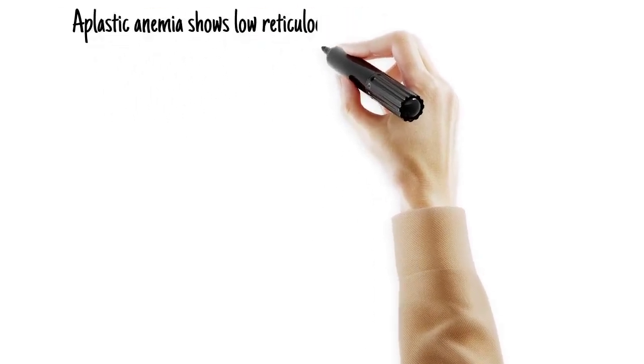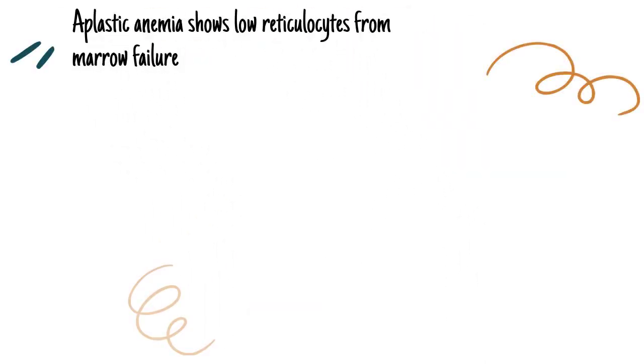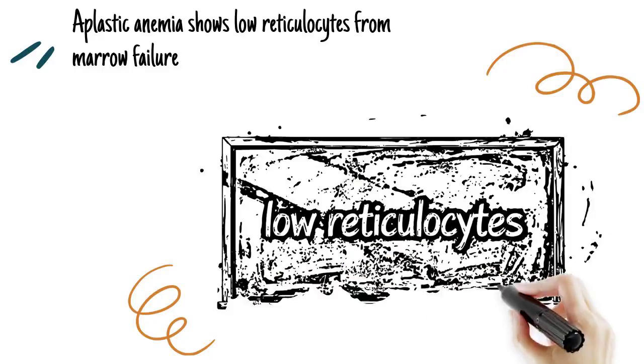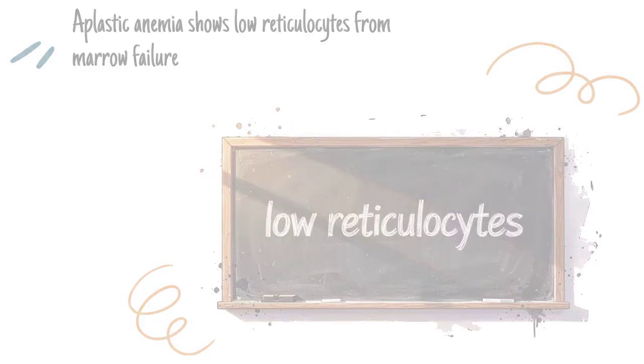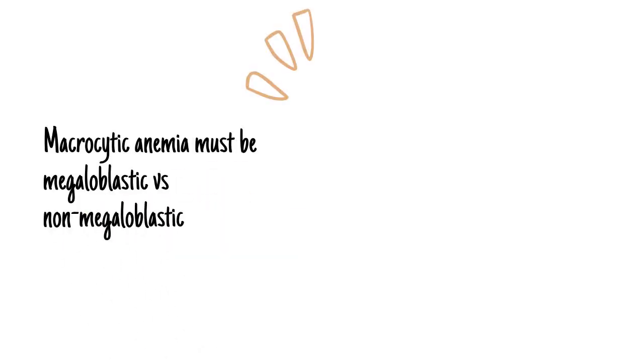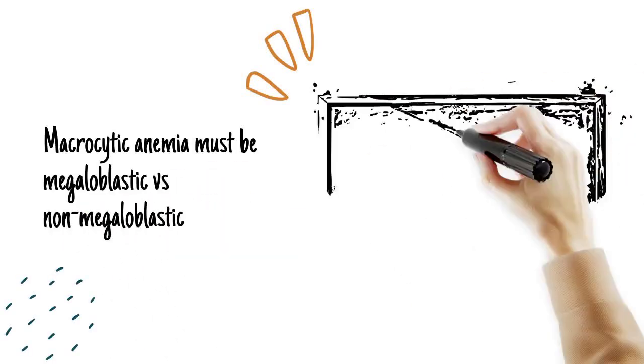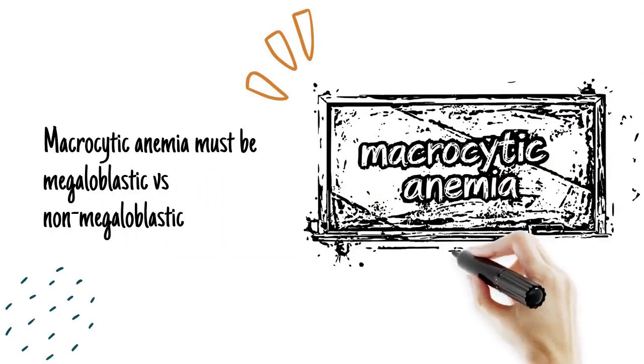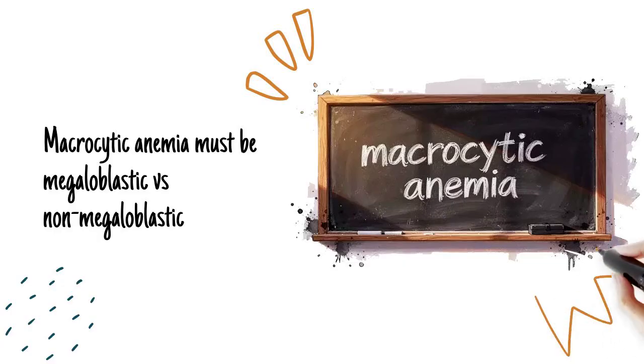Fourth, aplastic anemia is characterized by low reticulocytes because the marrow is failing, not responding. And fifth, macrocytic anemia must always be split into megaloblastic versus non-megaloblastic because the underlying biology, treatment, and prognosis are entirely different.